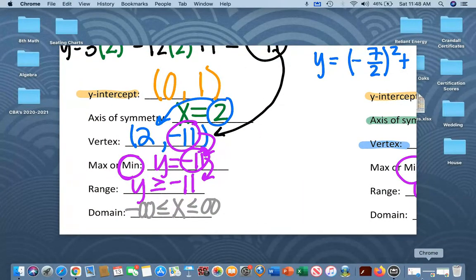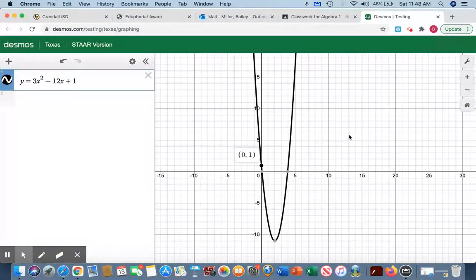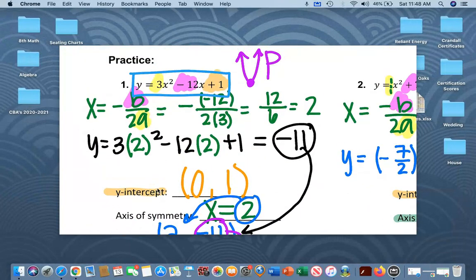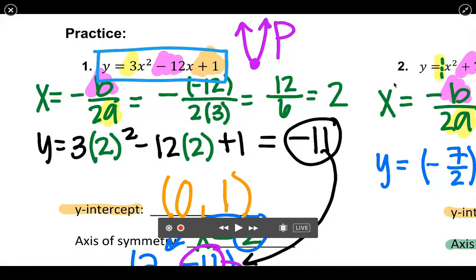So you can also graph like that and kind of see what's happening with the graph. I highly recommend you do it. Desmos is an awesome tool kind of showing you what's happening. So if you just want to graph these and look at the characteristics from the graph, that is awesome. I still need you to know this formula because we will need it later on. But I would double check with the graph.